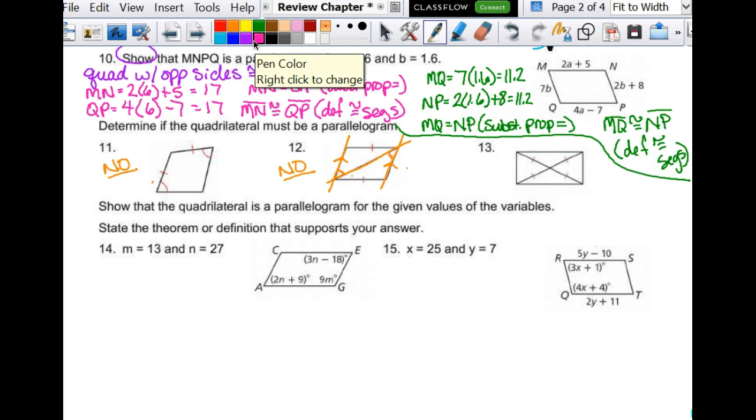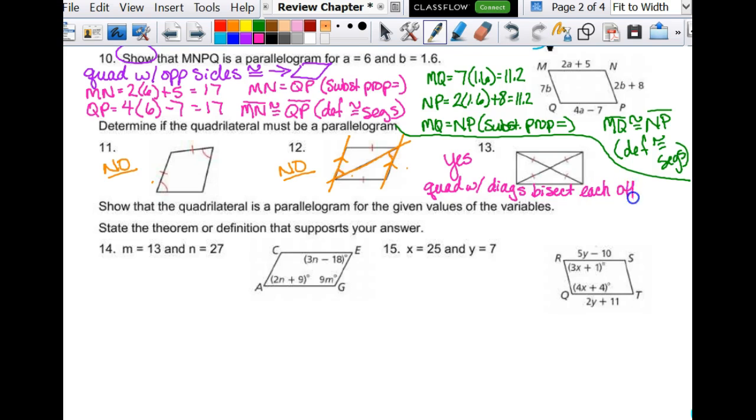Now on 13, the diagonals here bisect each other. So yes, and it would be because if we have a quadrilateral with diagonals that bisect each other, then it is a parallelogram. In addition to that, these diagonals are congruent because all four pieces are congruent. So not only is it a parallelogram, it's a rectangle. That question doesn't ask me that, but just pointing that out for you.